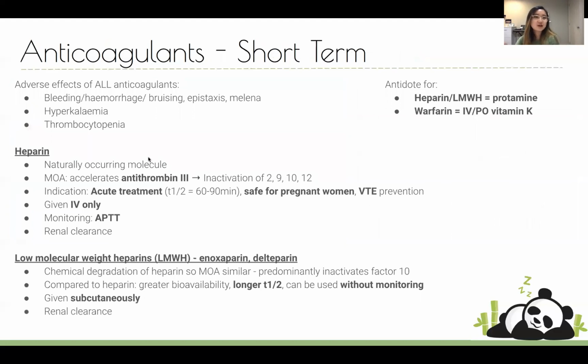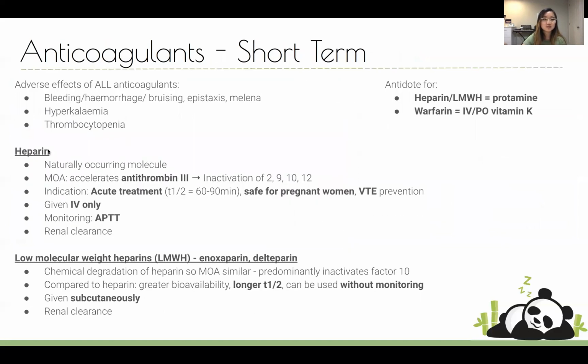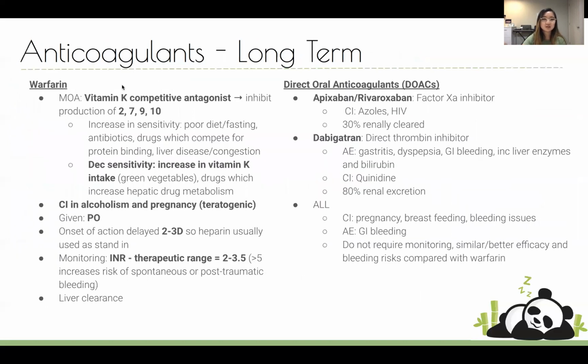So these are your anticoagulants. You have short-term and long-term ones. Short-term, you only need to know heparin and low molecular weight heparin. And then long-term, know your warfarin and your DOACs, or direct oral anticoagulants.